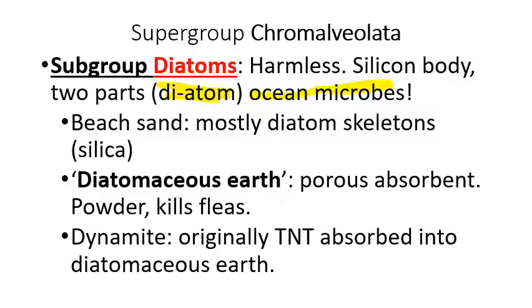All right, now diatoms are interesting. I mentioned the fact that if you look at the sand on the beach, that is mostly the skeletons of dead diatoms. The skeletons of diatoms are made of silica. Now, early on, people noticed that silica is extremely absorbent because it has a lot of little microscopic holes in it. And so they used to take silica from the beach and turn it into something called diatomaceous earth, which is a very porous absorbent powder. If you sprinkle diatomaceous earth all over cats and dogs, it will have the effect of killing fleas, because it's a porous absorbent material that will suck the moisture out of the fleas.